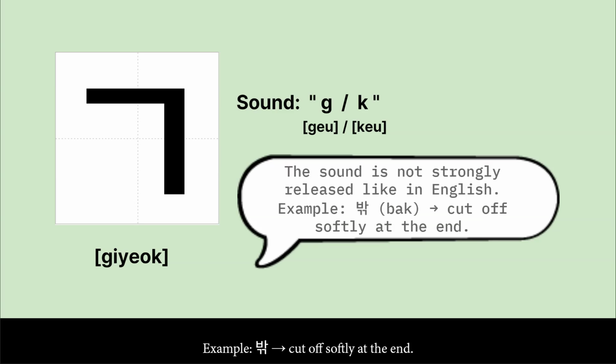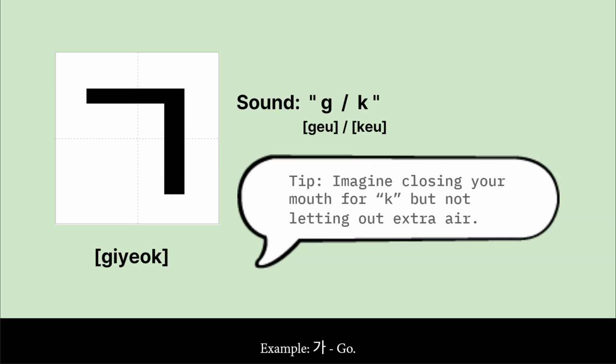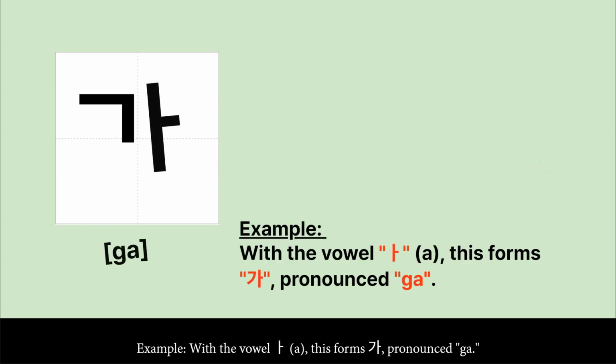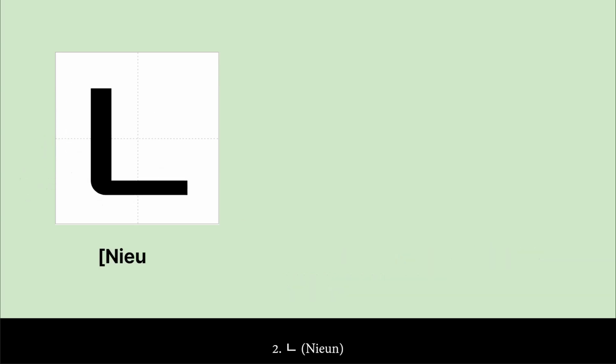Example: pa, cut off softly at the end. Imagine closing your mouth for k but not letting out extra air. Example with the vowel a, this forms k, pronounced ga. 가.